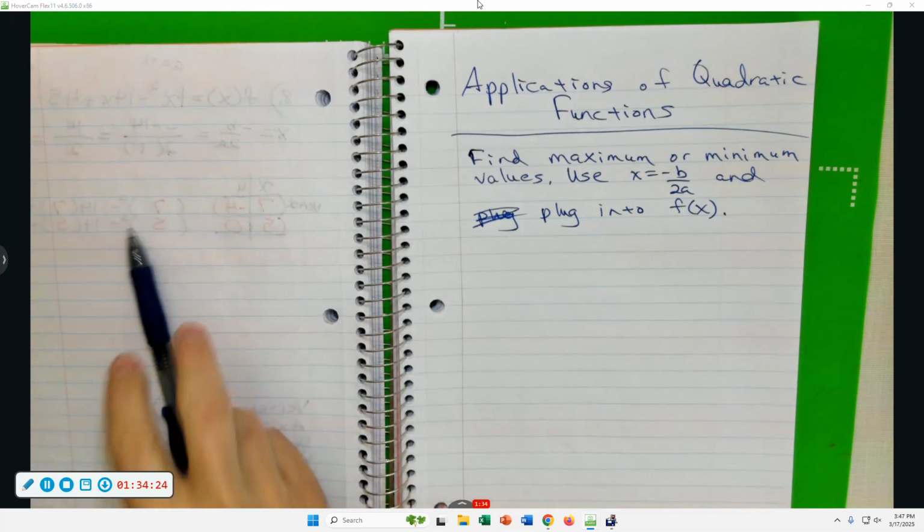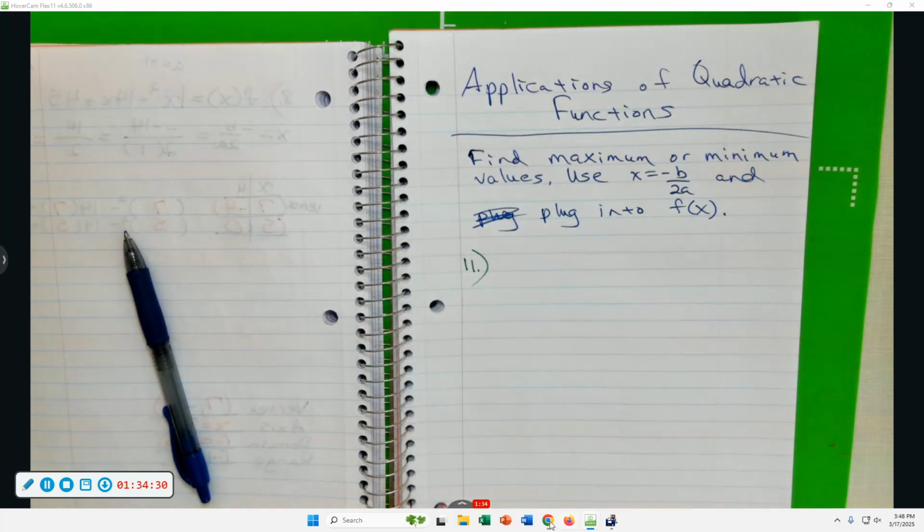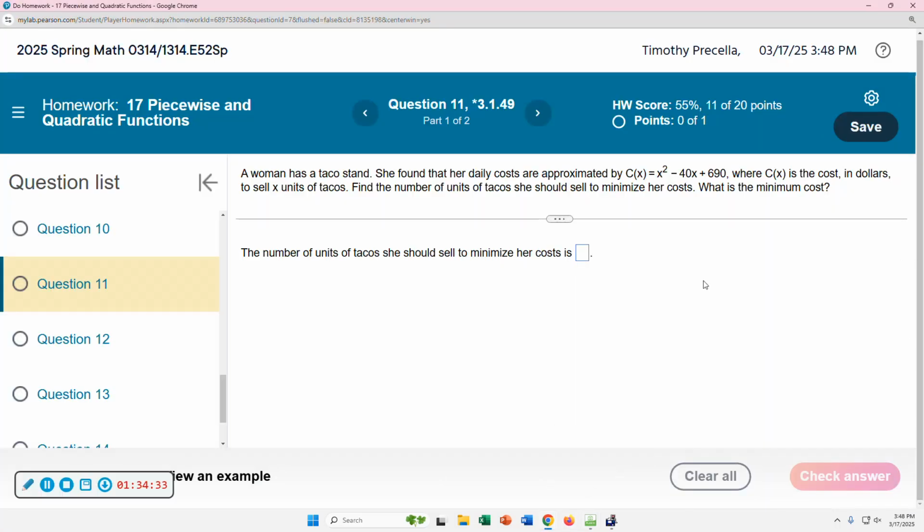This is number 11. A woman has a taco stand. She found that her daily costs are approximated by C of x equals x squared minus 40x plus 690, where C of x is the cost in dollars to sell x units of tacos. I don't think a unit of taco is a single taco. I think that probably it's like a dozen or something. Find the number of units of tacos she should sell to minimize her costs, and what is the minimum cost?